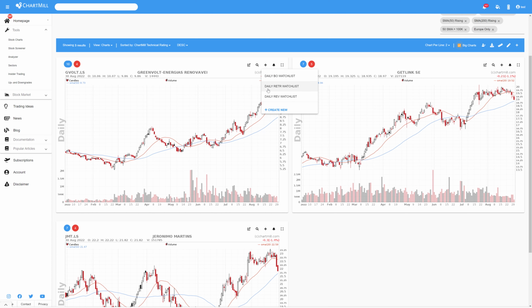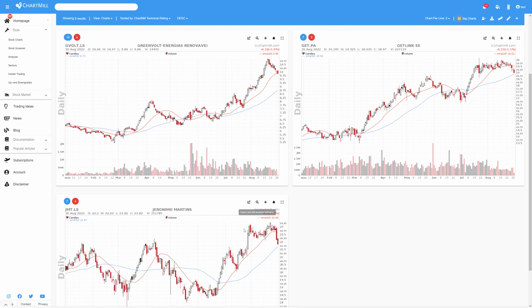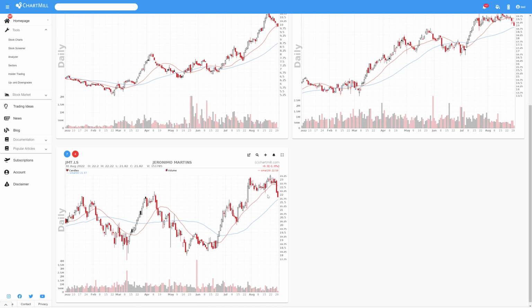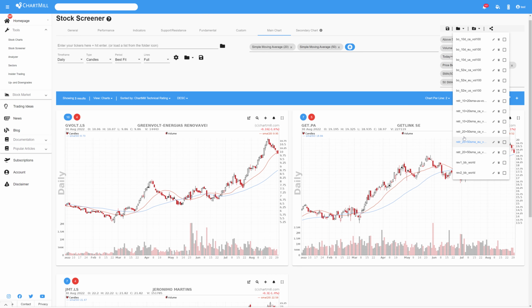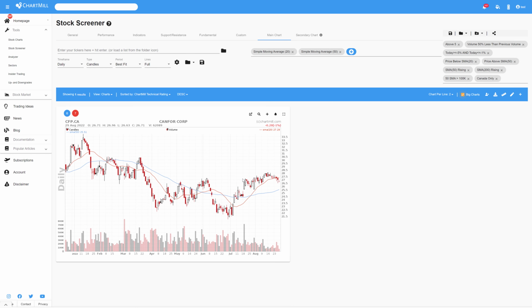So my daily retracement watch lists. The rest is, quality is not good enough, and then Canadian markets, no, that is not a clean retracement. It's rather a breakout setup if price goes above 28.